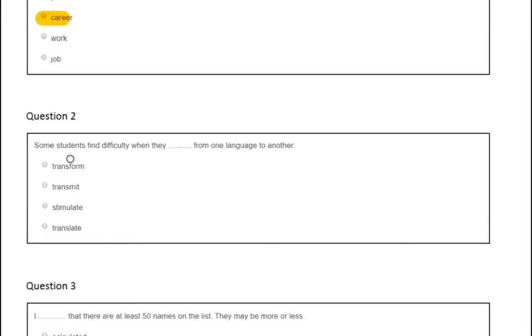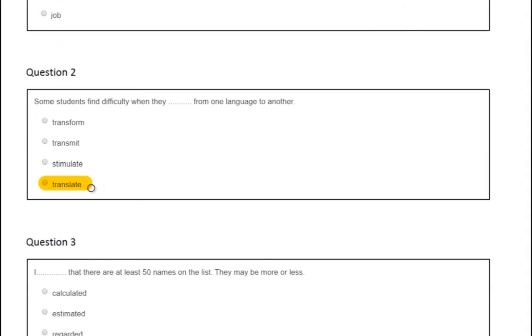Question number 2: some students find difficulty when they blank from one language to another. You have from a language to another, so the correct answer is translate. This is the correct answer. Translation is a process in which you transfer or translate from a language, for example, from Arabic into English or from Arabic into German, and so on.